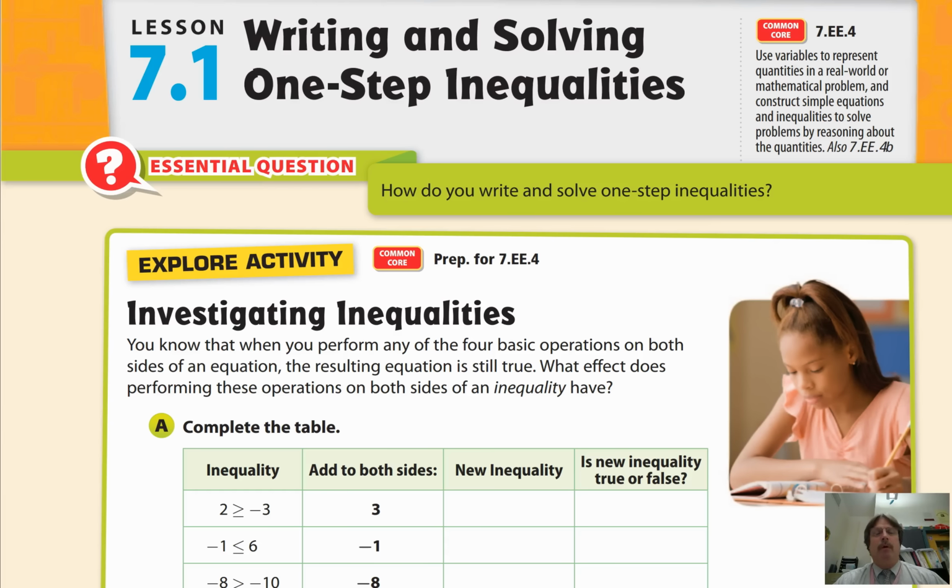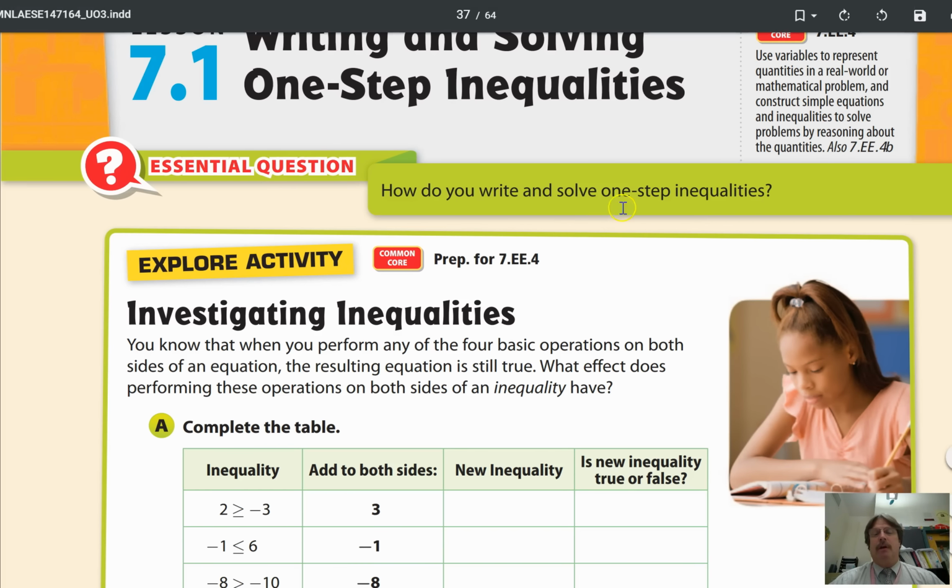In lesson 7.1, writing and solving one-step inequalities, our essential question is how do we write and solve these one-step inequalities. What we're going to work on is that when adding or subtracting the same number on both sides of an inequality, the inequality symbol stays the same. When multiplying or dividing by the same positive number on both sides, the inequality symbol remains the same. When multiplying or dividing by the same negative number on both sides of an inequality, the inequality symbol reverses.